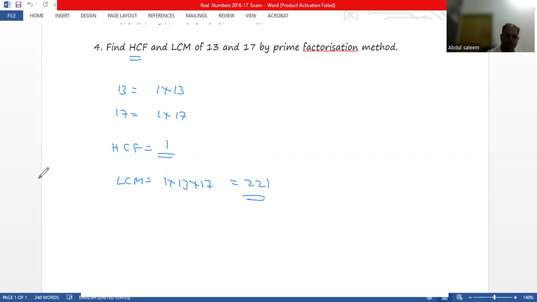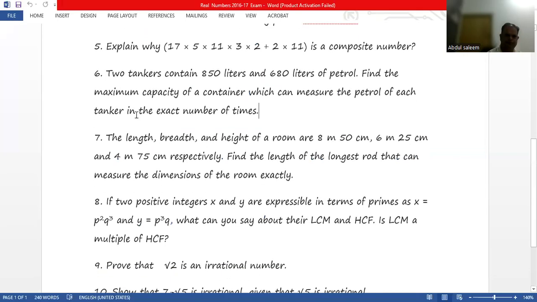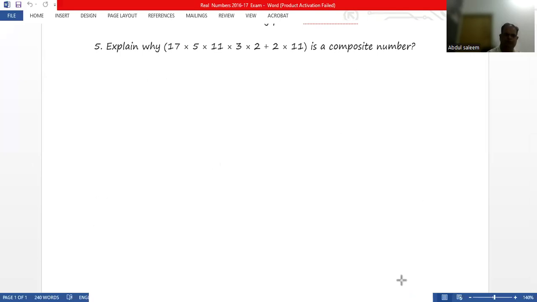And the fifth question: explain why this number is composite number.